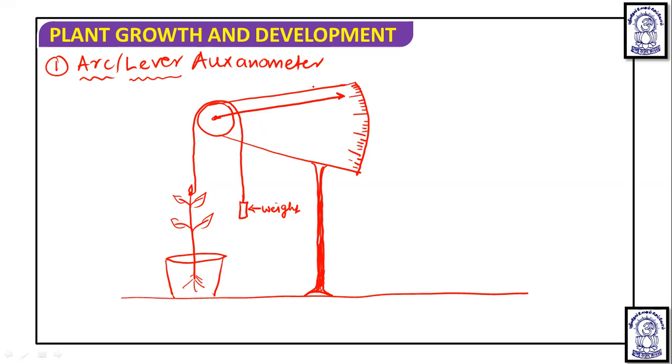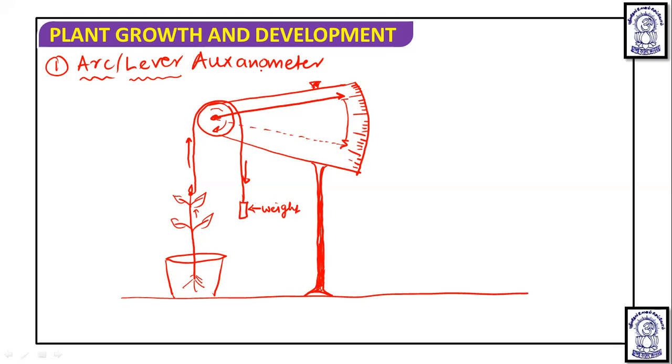Okay, so this is the stand over which this particular thing is added, and this is the pointer. This is a potato. Now what happens if the growth takes place in height in this particular plant? This thread of silk cotton will move upward, and due to the weight on this side, this will go downward, and due to this the rotation of this pulley will take place, and when this pulley rotates, this pointer will shift from its original position to this side. So this shift in position will help us to identify or measure the actual increase in length.